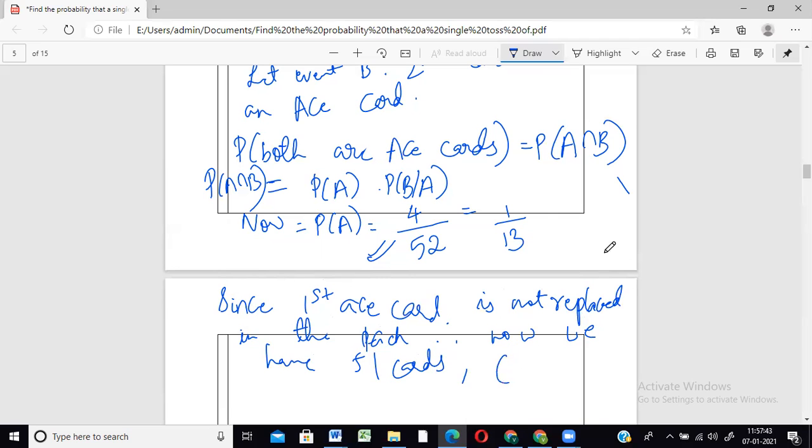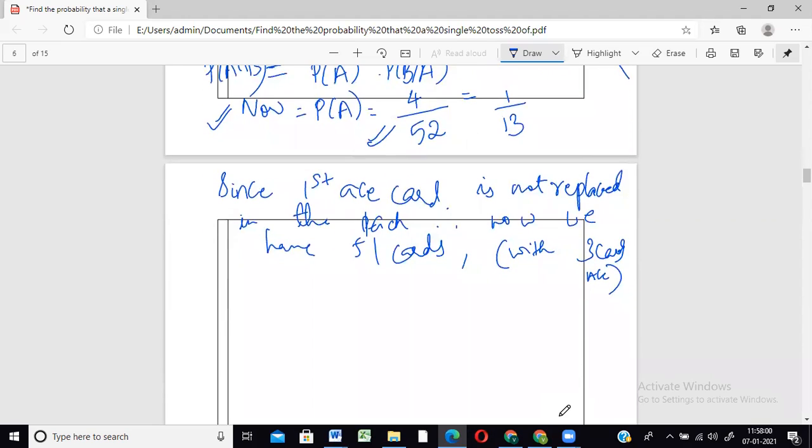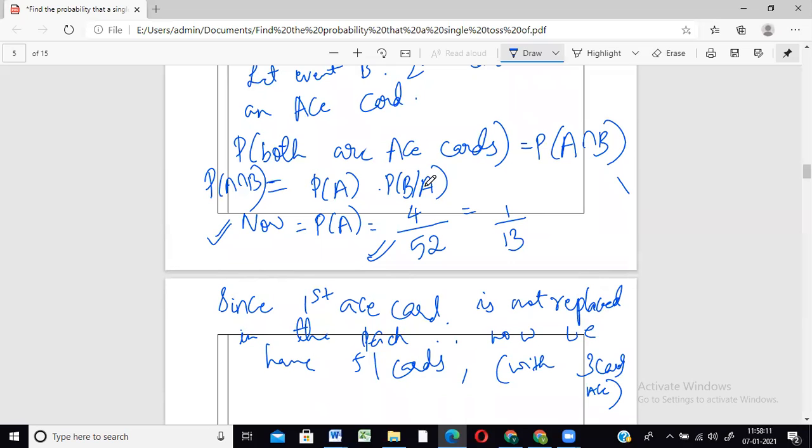And in these 51, how many ace cards did we have in total? There were 4 ace cards, correct? Out of the 4 ace cards, one ace card we have already collected in the first draw, so how many remain? Only 3 ace cards. So out of 51 total cards, 3 ace cards are possible. Now what is the probability of getting the second ace card? That is what we have to find. That is probability of B such that A has already occurred. Are you understanding the difference now? What was A? A is that the first card taken is an ace card. Now what is the probability that the second card will also be an ace card?